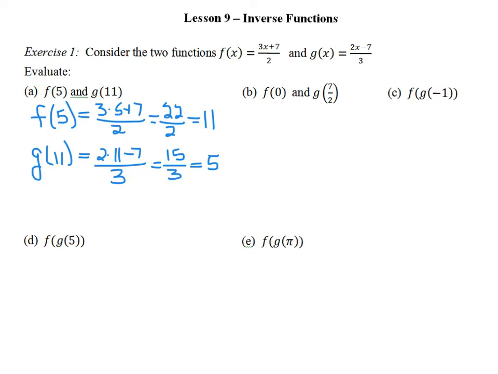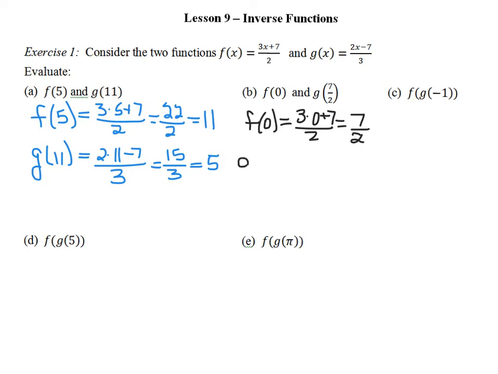Let's do something similar for part B. In part B, we want to calculate f of 0. So substituting 0 in for x into my f function, I'm going to say (3 times 0 plus 7) divided by 2. This is giving me 7 halves.